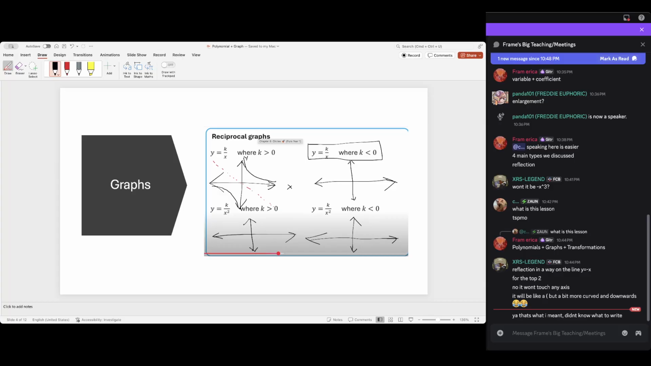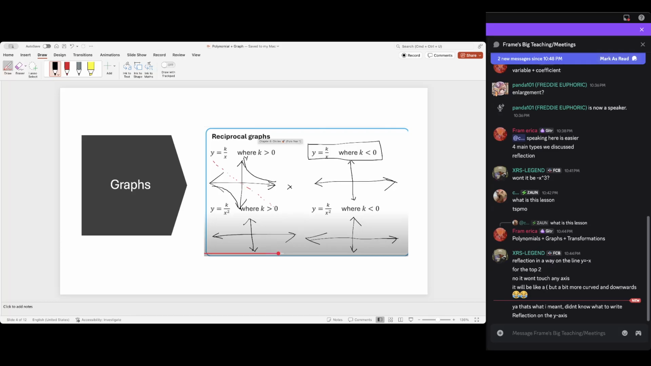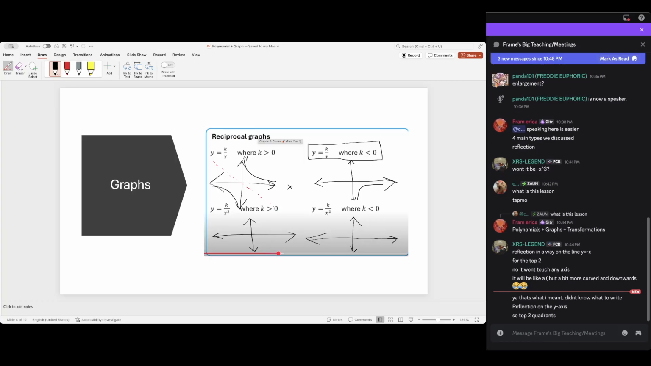Okay, so let's think about this way. Let's say k is equal to minus 1 and x is equal to 1, and that is minus 1, and minus 1 over 0.1 is minus 10, and we are here. Oh yeah, there's reflection in the y-axis. Oh my god, I know what I was talking about. I don't know how to describe it, if you get what I mean.